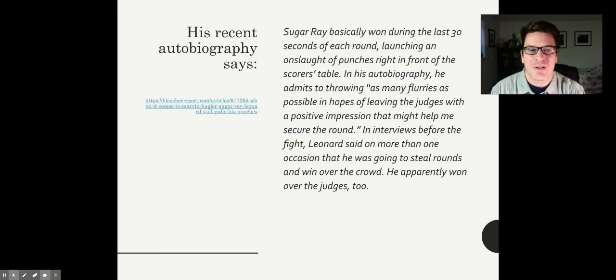Sugar Ray won during the last 30 seconds of each round. This is from his biography. Launching an onslaught of punches right in front of the scorer's table. He did it at the start of every round as well. That's the intro to every round. In his autobiography, he admits to throwing as many flurries as possible in hopes of leaving the judges with a positive impression that might help me secure the round, he said.